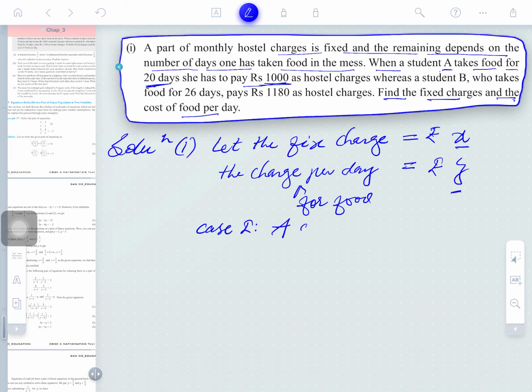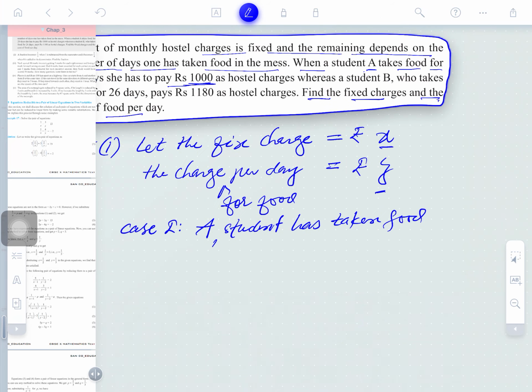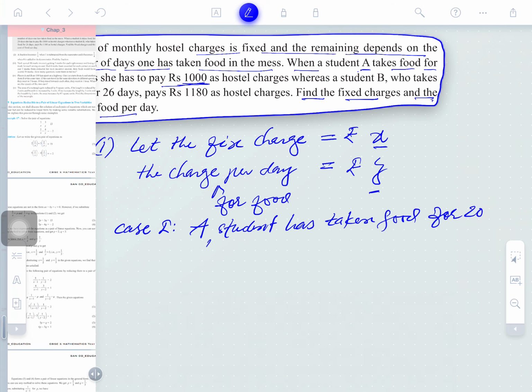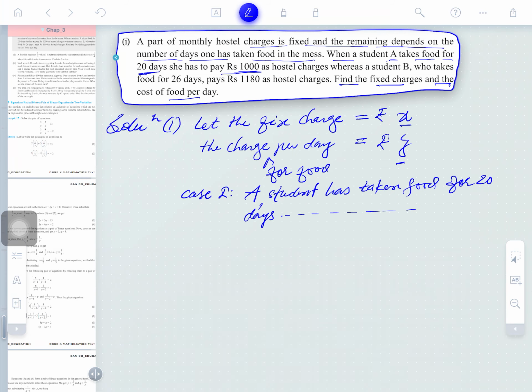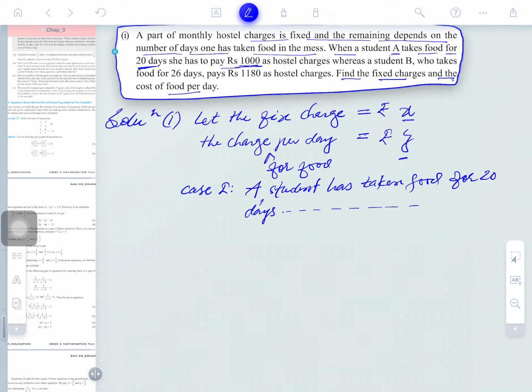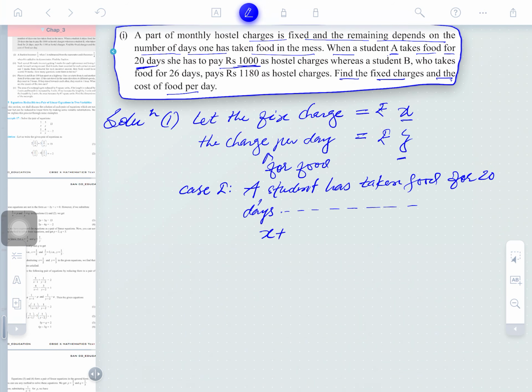So how is the hostel charge there? You will write: student A has taken food for how many days? Please tell me. 20 days. For 20 days. The things to be written are up to you, whether you write them or not. So symbolically what will you write? The fixed charge, hostel charge x, plus 20 days. The per day charge is what here? 20 into y, rupees 20 per day charges. How much has she paid here? 1000. This is equation 1 achieved.